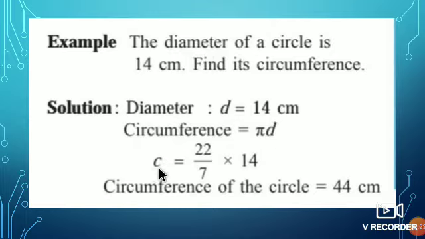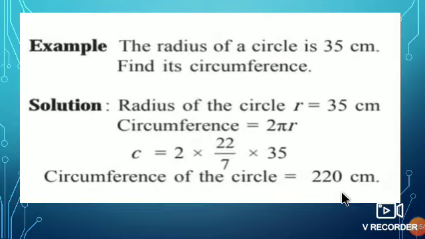Then circumference is equal to, here the value of pi is not given, so we will have to take 22/7 as the value of pi. It is constant, so every time we have to take the value of pi as 22/7 here, into this diameter 14. 7 2s are 14 and 22 2s are 44 centimeter is the answer. So circumference of the circle is 44 centimeter.